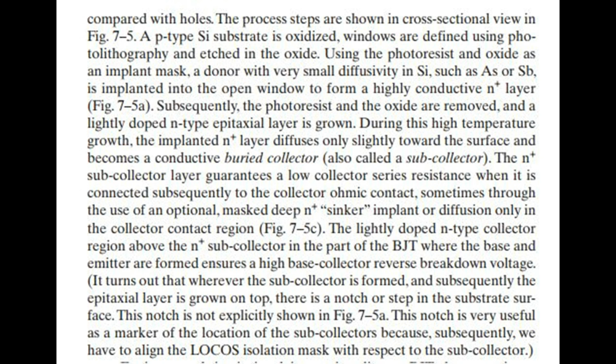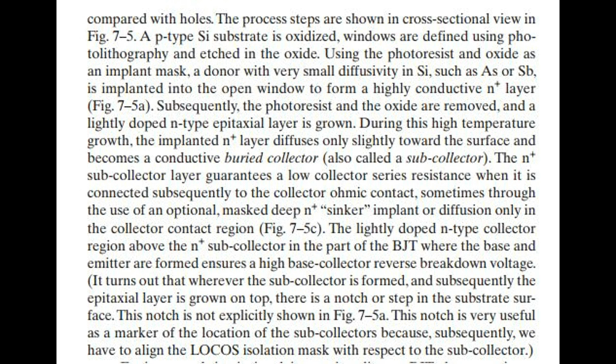A P-type silicon substrate is oxidized, windows are defined using photolithography and etched in the oxide. Using the photoresist and oxide as an implant mask, a donor with very small diffusivity in silicon, such as arsenic or antimony, is implanted into the open window to form a highly conductive N+ layer, Fig. 7.5a. Subsequently, the photoresist and the oxide are removed, and a lightly doped N-type epitaxial layer is grown. During this high-temperature growth, the implanted N+ layer diffuses only slightly toward the surface and becomes a conductive buried collector, also called a subcollector. The N+ subcollector layer guarantees a low collector series resistance when it is connected subsequently to the collector ohmic contact, sometimes through the use of an optional, masked deep N+ sinker implant or diffusion only in the collector contact region, Fig. 7.5c.